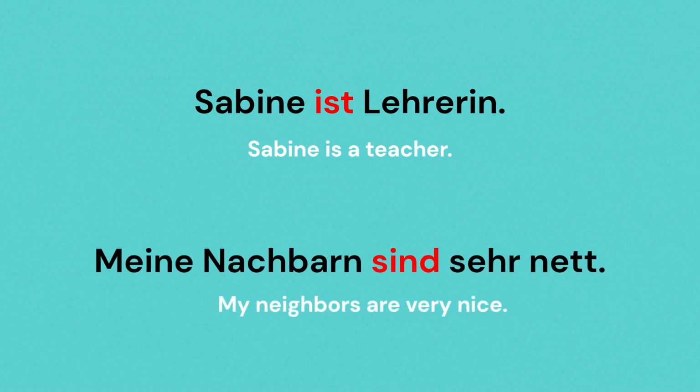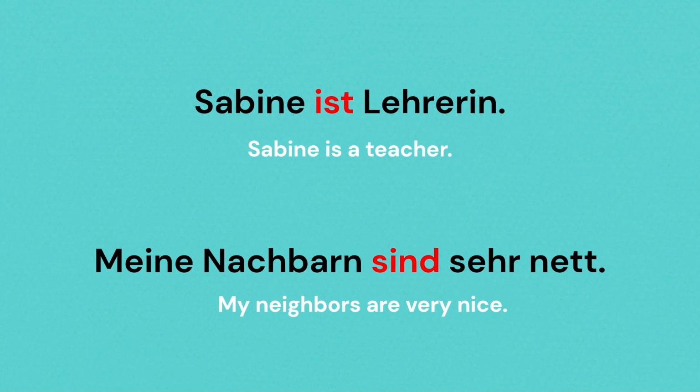Meine Nachbarn sind sehr nett. The subject here is meine Nachbarn. Which pronoun would replace it? It's in the third person and plural, for which we have sie, and the verb is conjugated according to it. Sie sind, meine Nachbarn sind.